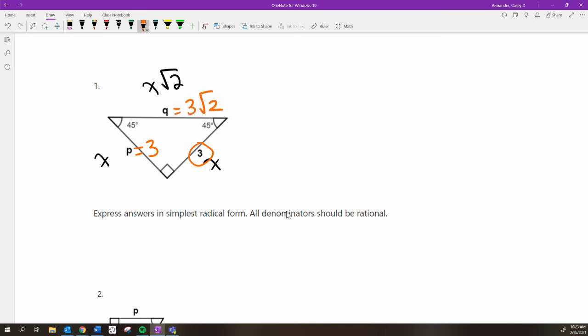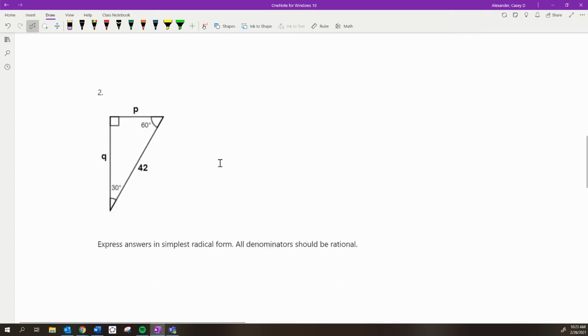That's all you needed to do for that. Nothing else. The same thing here, we can do this one really quickly. In a 30-60-90, we say that the short side we call x, the long side we call 2x, and the medium side we call x root 3. And so since I know that this side is 42, I can immediately deduce that p equals 21.